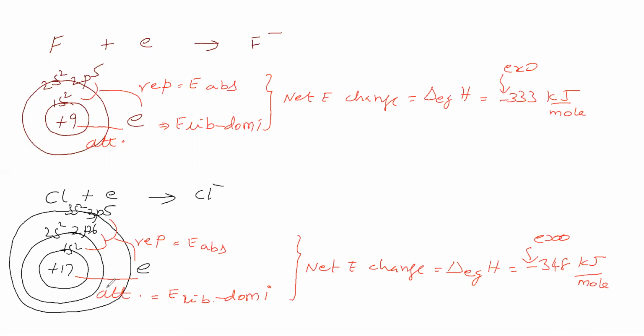So attraction is the dominant factor. In this case, for fluorine, attraction is a dominant factor. For chlorine also, attraction is a dominant factor.